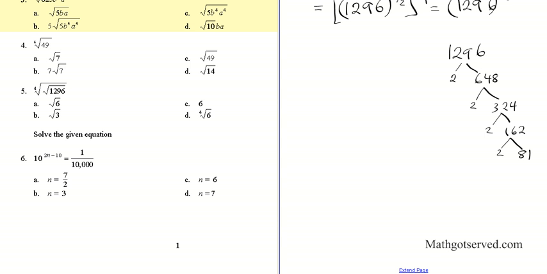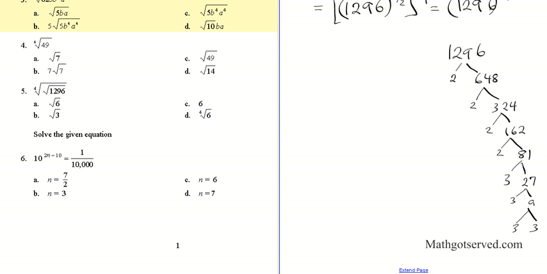Keep going. Take out another 2. Actually, 2 doesn't go. 8 plus 1 is 9, so 9 goes in. 3 goes into 9, so 3 has to go into 81. So if I take out 3 from 81, I'll have 27. Take out another 3, I'll have 9. Take out another 3, I'm left with 3. So we have 2 to the 4th, 3 to the 4th.